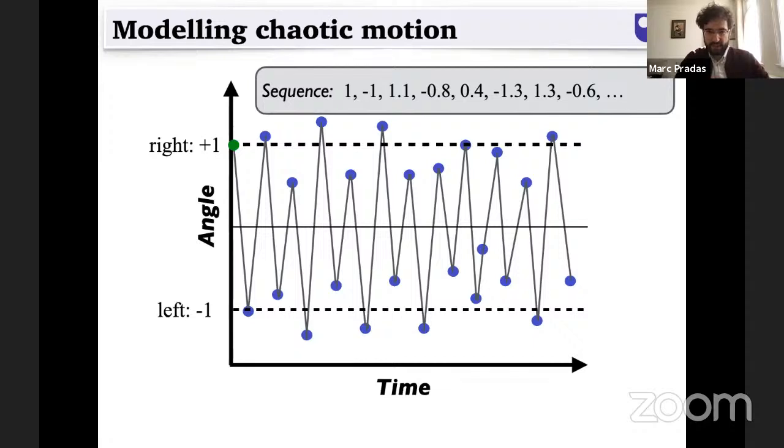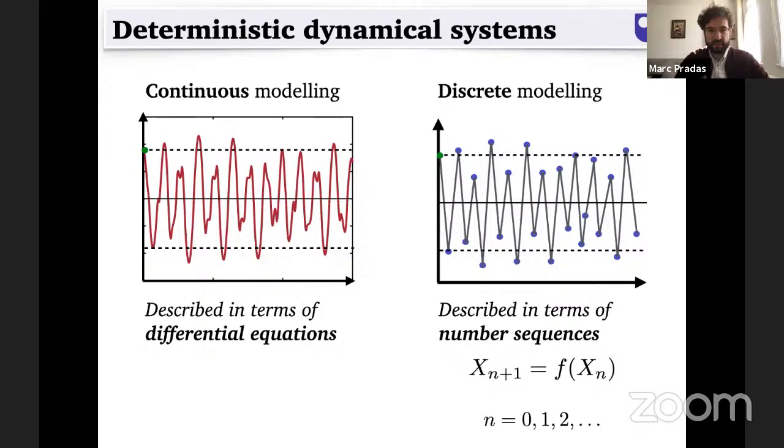So the question here is, can we build a mathematical model that is able to tell us what's going to come next in the future? And in terms of numbers, what's the next number in the sequence? Can we find a mathematical model for this? This brings us to the idea of dynamical systems, which are basically mathematical models to understand changes in time. And this can take two different approaches.